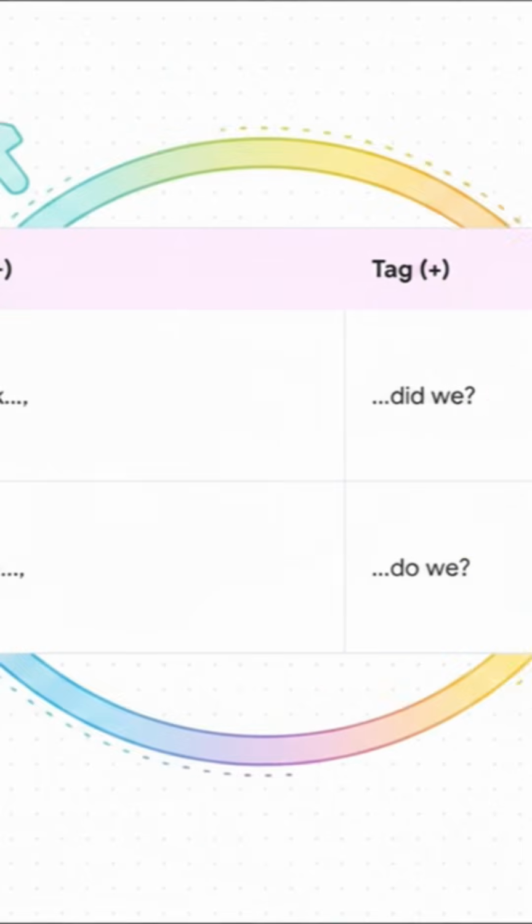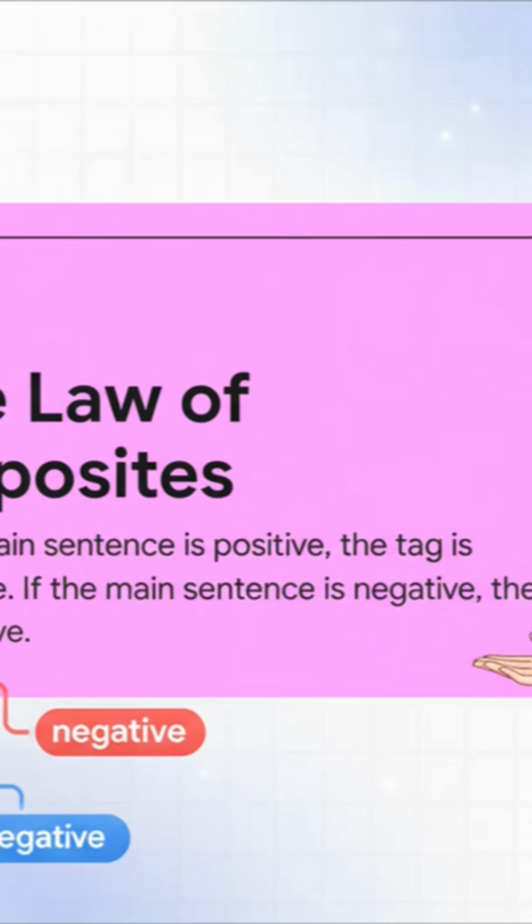Simple, right? And you guessed it, it works the exact same way in reverse. If you start with a negative statement, your tag question flips and becomes positive. We didn't talk, that's negative, so the tag becomes positive, did we? We don't hire gets the positive tag, do we? It's all about keeping that perfect balance. So let's just lock this in. This is the one law you really need to remember. Positive statement, negative tag. Negative statement, positive tag. Honestly, if you can get this one rule down, you're already halfway there.